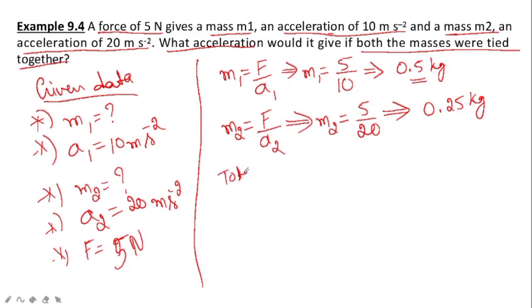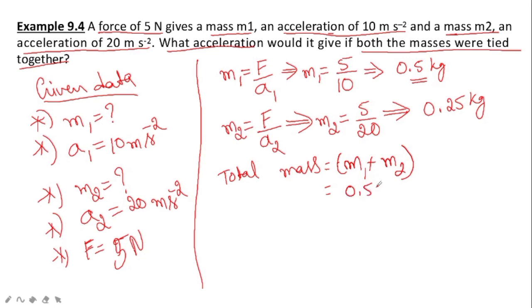So total mass, that is m1 plus m2, equal to 0.5 plus 0.25 kg, which is equal to 0.75 kg. So now we found the total mass of the two objects, that is m1 plus m2.